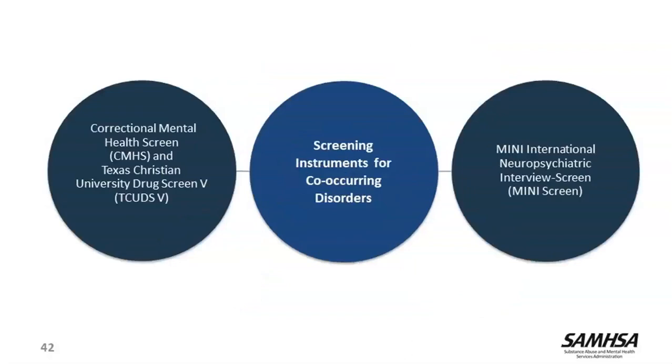But all of these have good psychometric properties. Screening for co-occurring disorders. Now, you can pair a mental health screen with a substance use screen, and you've got a co-occurring disorders screen, right? So that's not rocket science. One example of that is here on the left-hand side. We're pairing, in this case, the Correctional Mental Health Screen and the TCUDS-5 screen that is based on DSM-5. On the right-hand side, you have a single instrument that looks at both sets of disorders, the MINI Screen. And this is one that is not public domain. It has a small cost attached to it, but it looks at both sets of disorders.